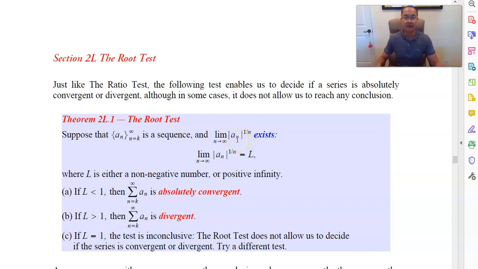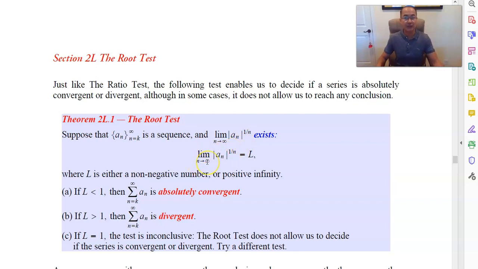a3 absolute value to the 1/3, the cube root. Okay, so I hope you see the pattern. Absolute value of a4, you take the 4th root. Absolute value of a5, you take the 5th root. All right, so what are we going to do?